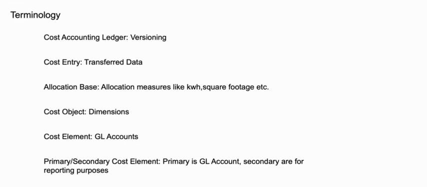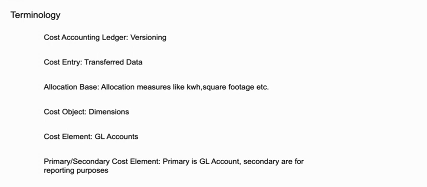We have cost entry. Cost entry means the transfer data from the F&O. So when you upload your voucher transactions and etc. into this module, it's called the cost entry. We have allocation bases. Allocation bases are measures like kilowatt hours, square footage, and etc., which you can use, or the head counts, for example.